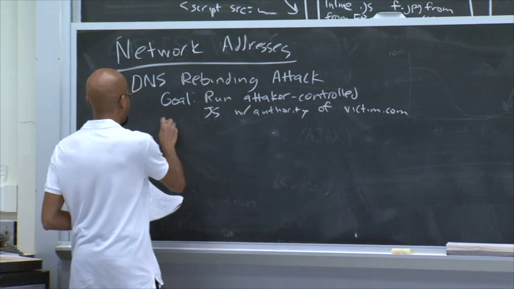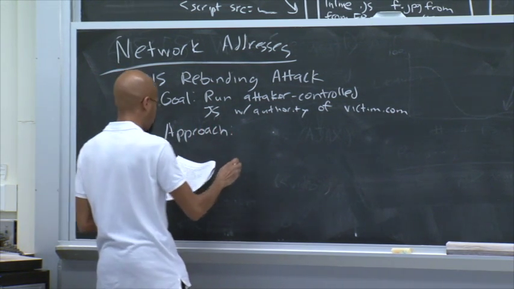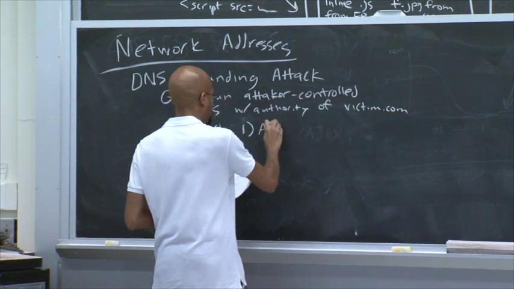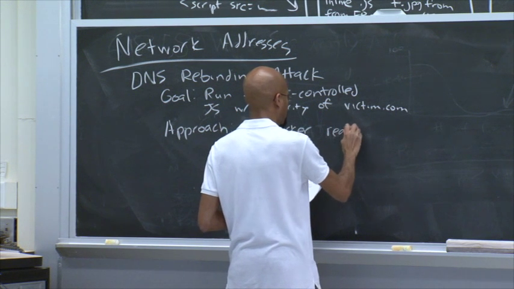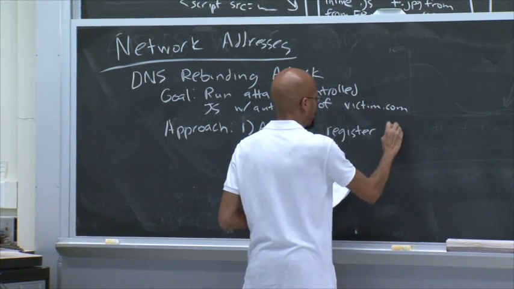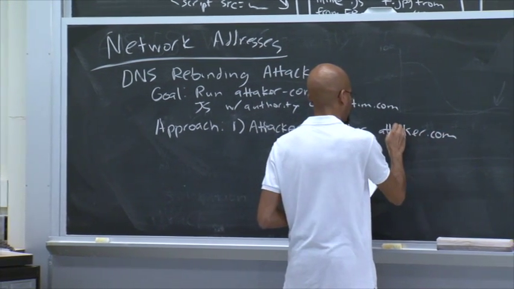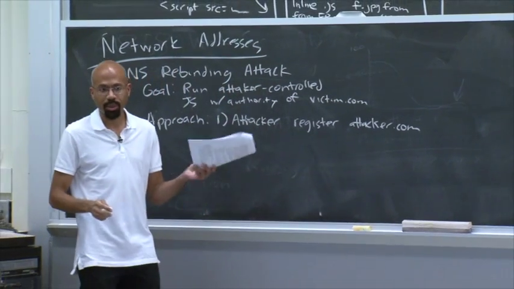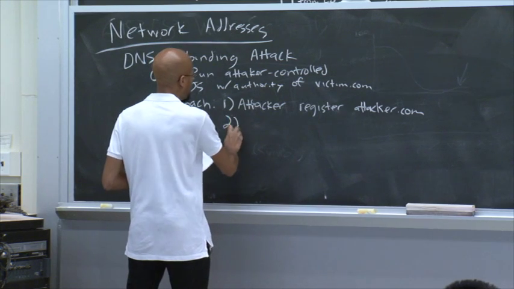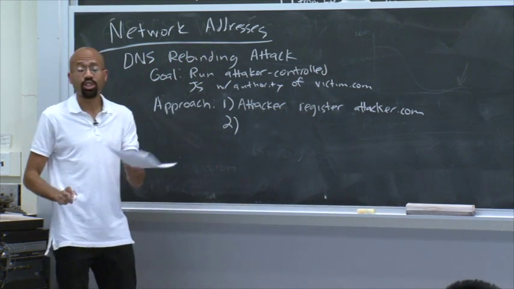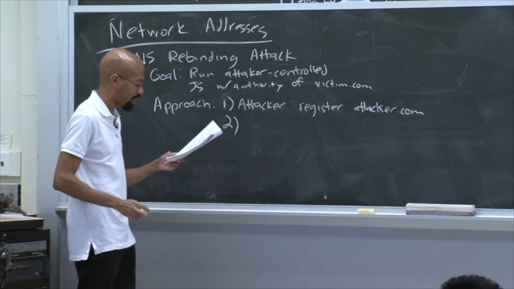So here's the approach. The first thing that the attacker is going to do is register a domain name. So let's say we just call that attacker.com. Right? Very simple to do. Just pay a couple of bucks. You're ready to go. You own your own domain name. And so note that the attacker is also going to set up a DNS server to respond to name resolution requests for objects that reside in attacker.com.